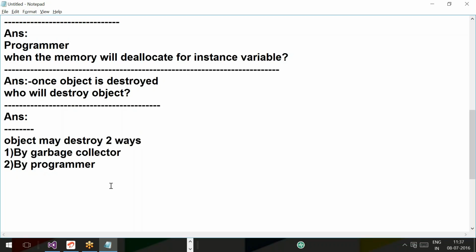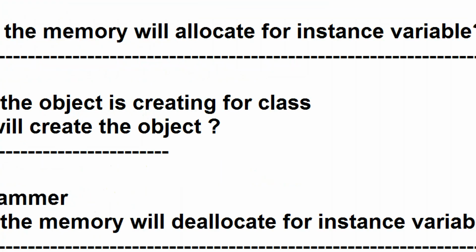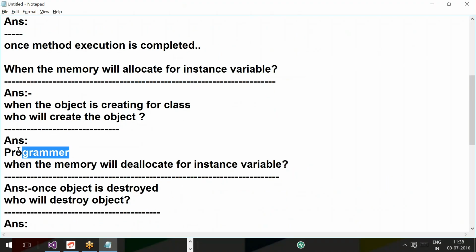Next we'll go for the static variable. Here we need to understand a few things. When will the memory be allocated for an instance variable? When the object is created. First we need to understand how an object is created, how to create an object. Next, who will create the object? The programmer.